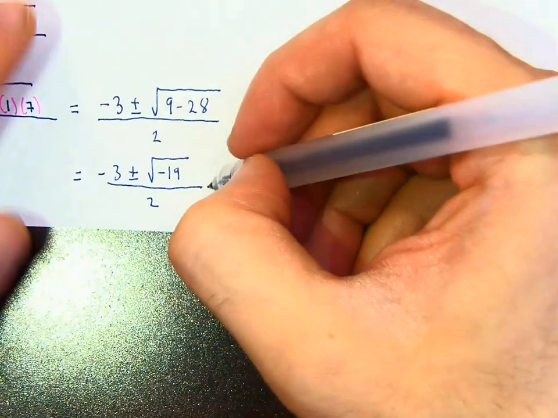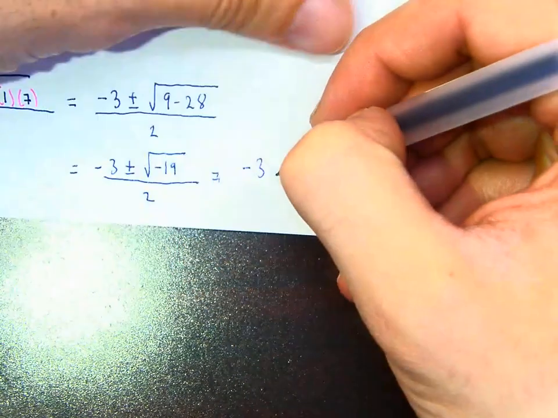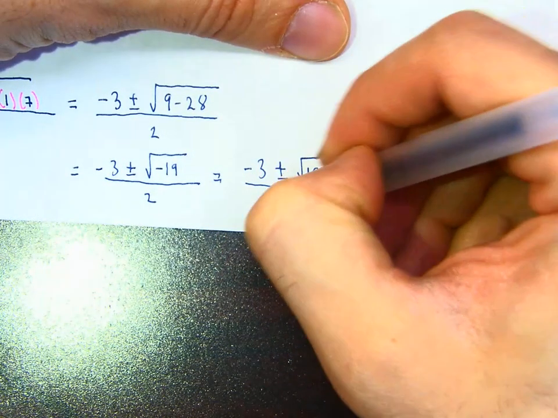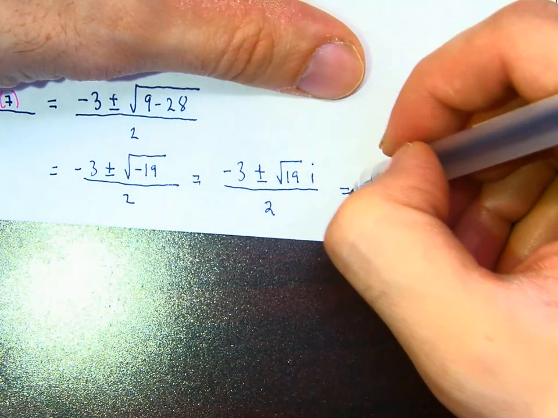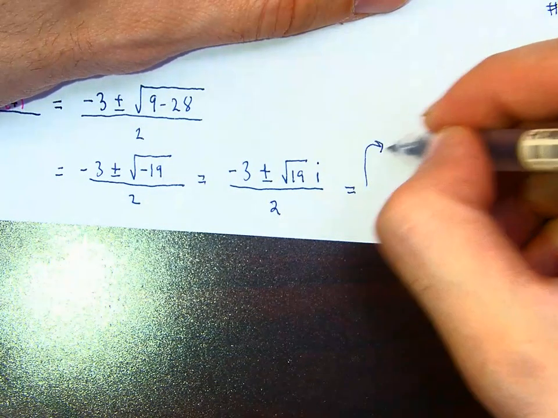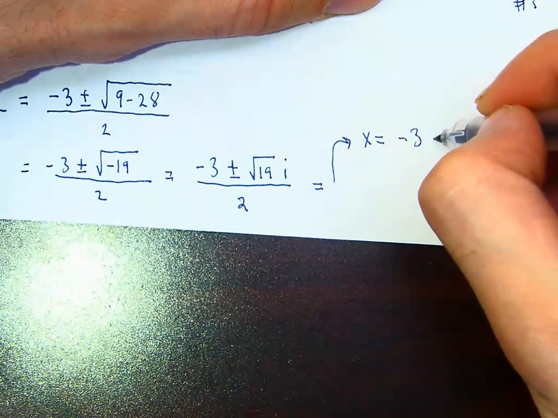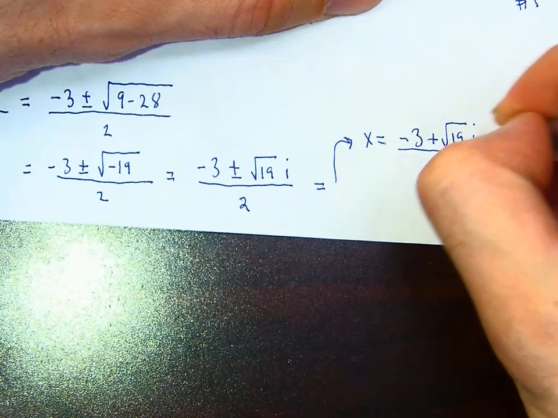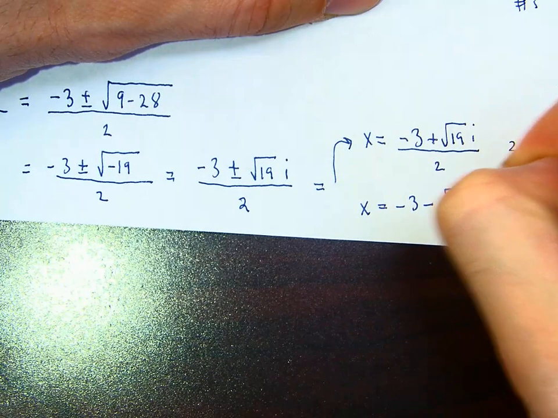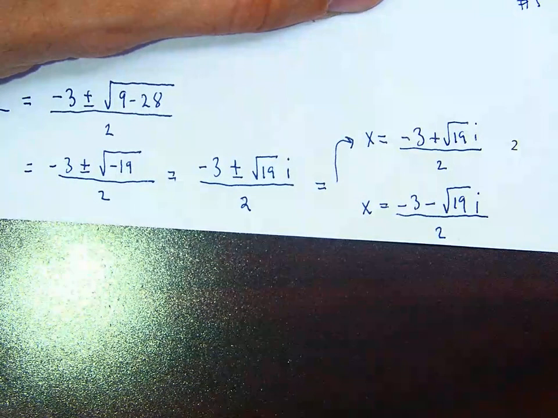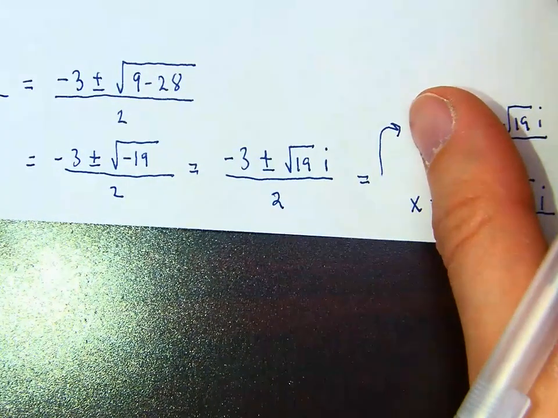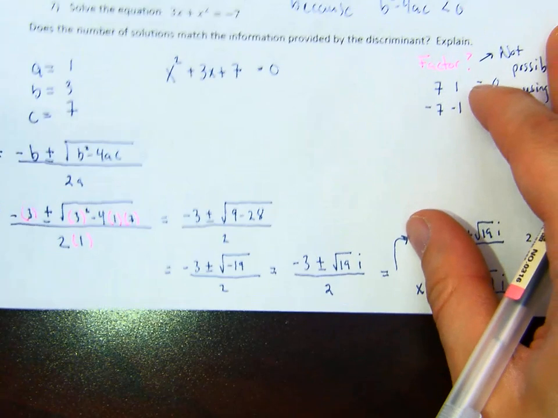You could know that this is equal to negative 3 plus or minus the square root of 19i over 2. But then once you get to this point, we need to do a split. So we need to do x equals negative 3 plus square root of 19i over 2. X is equal to negative 3 minus square root 19i over 2. And that's it.